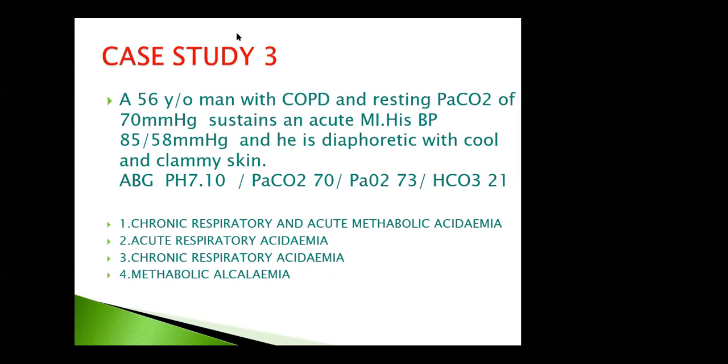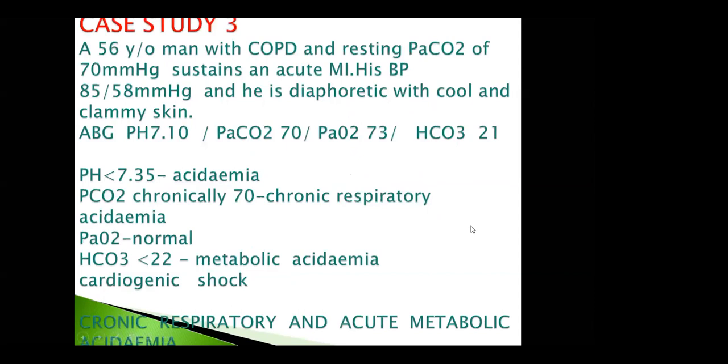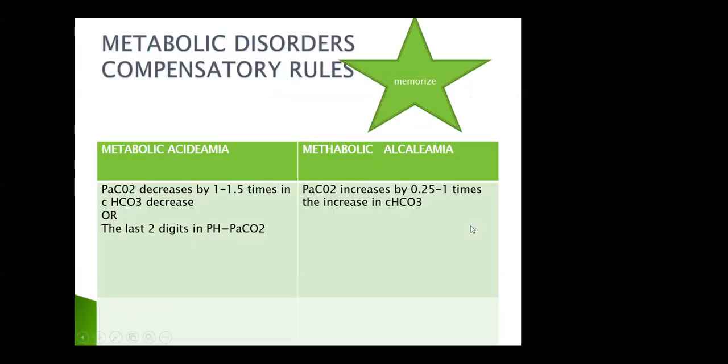The right answer for this ABG is chronic respiratory and acute metabolic acidemia. Thank you. Now I will move to slides for bedside interpretation of the ABG and the rules which you should memorize if you have interest in ABG and if you want to know ABG more deeply.